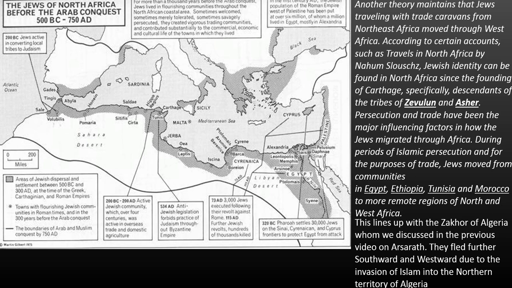What's in North Africa? Osirat. What's in West Africa? Negro land. This lines up with the Zaghor of Algeria, whom we discussed in the previous video on Osirat. They fled further southward and westward due to the invasion of Islam into the northern territory of Algeria.